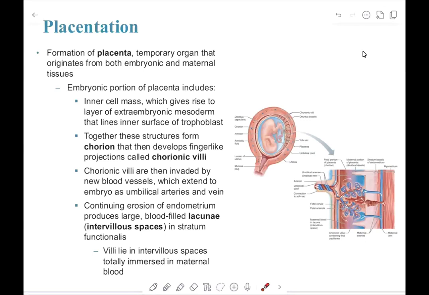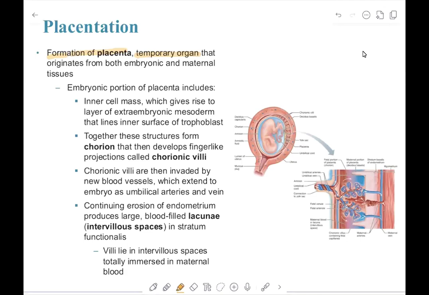In this slide, we are going to begin talking about the process called placentation. And as you might guess, it's the formation of the placenta, which is a super important temporary organ that's going to originate from embryonic and maternal tissue. The word placenta sort of means flat cake, and a placenta actually looks like a pancake structure.